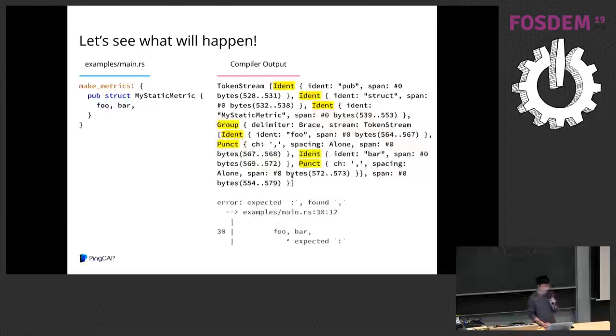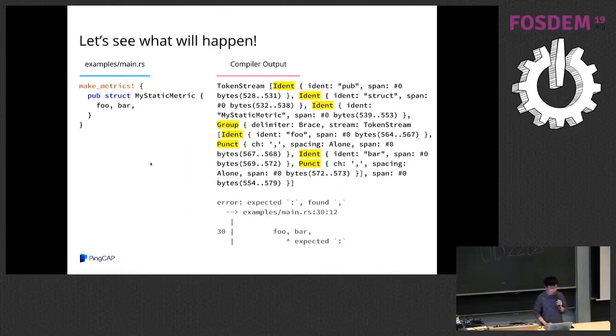So let's see what will happen. On the left side, this is what our macro users will write. It's just make_metric and pub struct MyStaticMetric foo bar. You may notice that the syntax here is very similar to a Rust struct, but actually it's different because for foo and bar, there are only names and no types. So actually it is invalid syntax in Rust. It's just similar to a Rust struct.